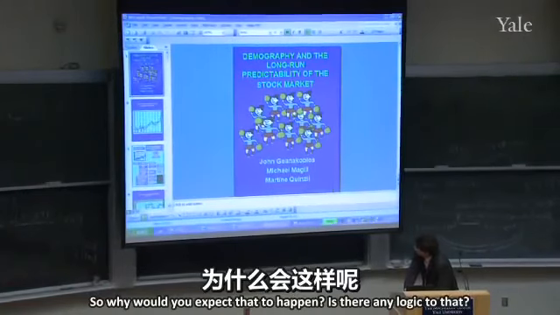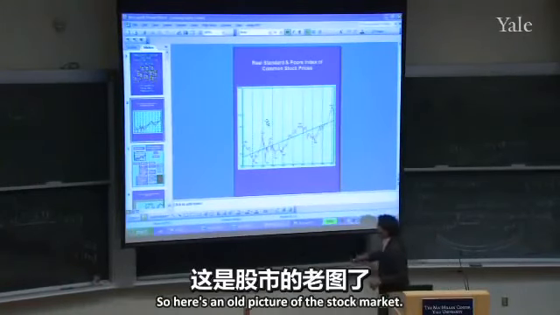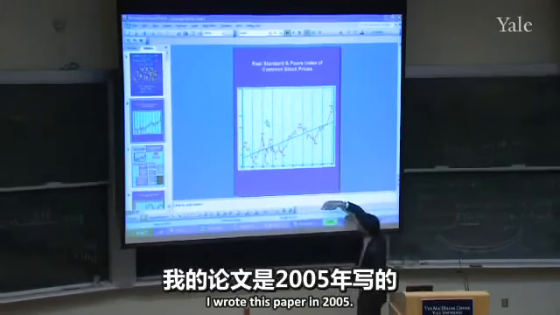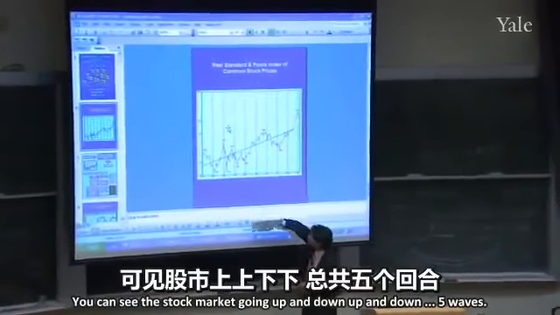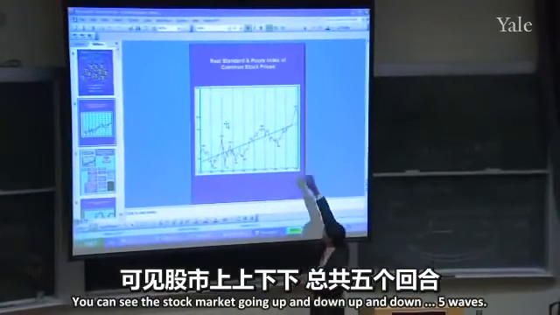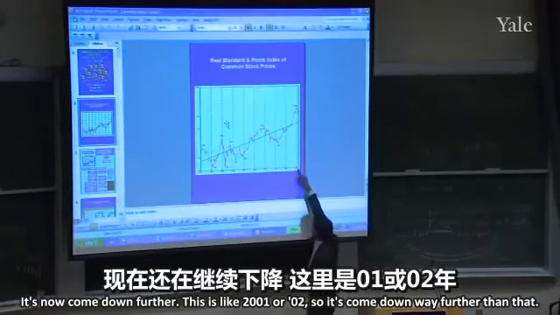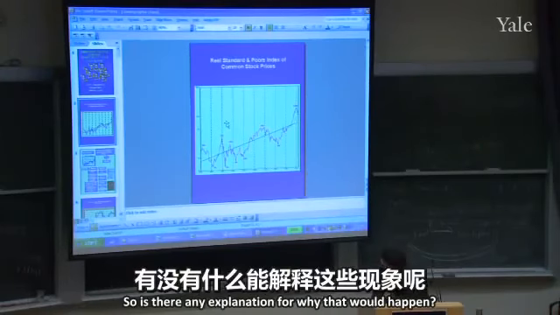So why would you expect that to happen? Is there any logic to that? So here's an old picture of the stock market. I wrote this paper in 2005. So remember at the first class we had a picture like this. You can see the stock market going up and down, up and down, 5 waves. It's now come down further. This is like 2001 or 2, so it's come down way further than that. Okay, so is there any explanation for why that would happen?